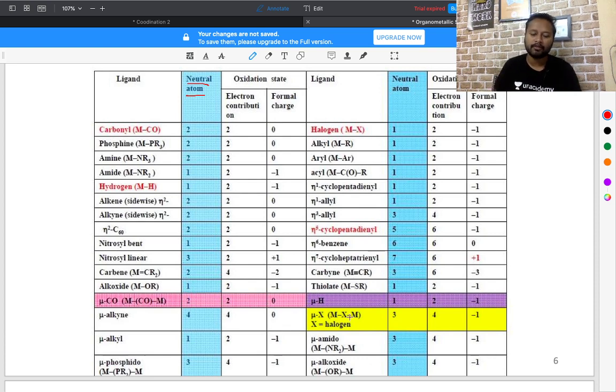If you just look over here, halogen, if it is attached to the metal, the metal-halogen bond, gives you one electron in the neutral atom method. But when it forms a bridge, in the bridging form, it gives you three electrons. So this is something you need to remember, you need to know what the electron count will be in the different methods.